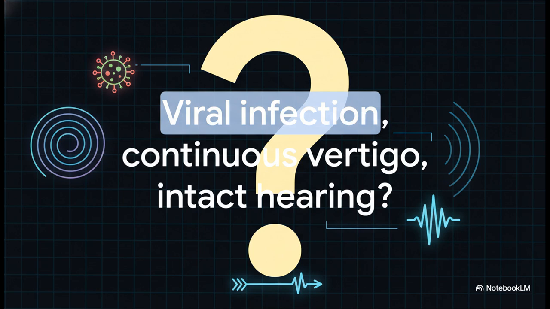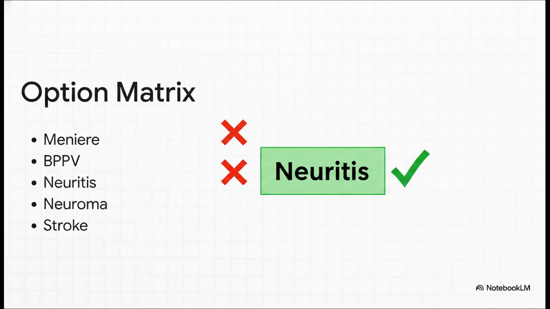You have a 40-year-old presenting with a 2-day history of continuous, severe, room-spinning vertigo, nausea, and horizontal nystagmus right after a viral upper respiratory infection. Crucially, auditory testing reveals completely intact hearing. This scenario strictly tests your ability to map the exact pathology based purely on history and nystagmus presentation. And this brilliantly illustrates the exact traps we face in high-stakes environments.